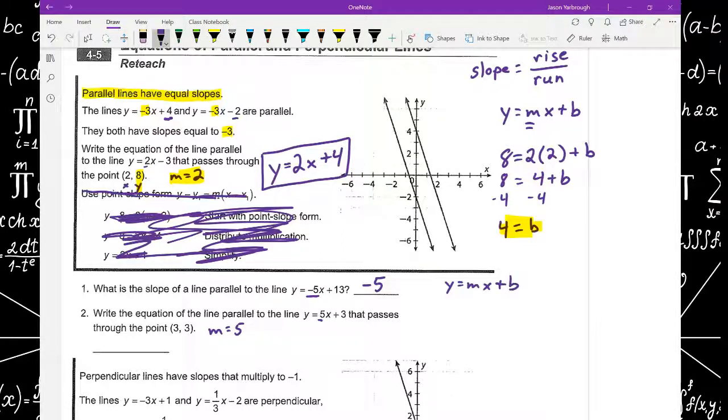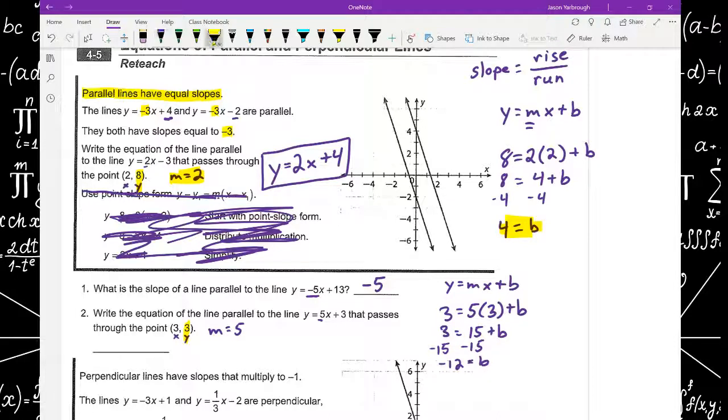So we're using the point 3, 3. So the y is the y value here. So we're going to put 3 equals 5 times the x value, which is 3, plus b. So 5 times 3 is 15, plus b. Alright, pull the 3 down. This 15's got to go away, so we're going to subtract 15. And now we're left with negative 12 equals b.